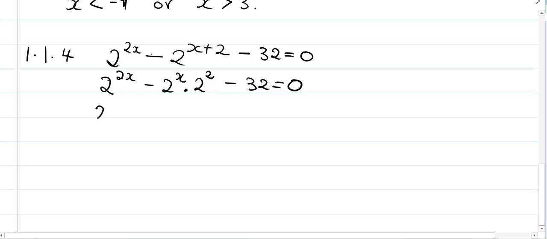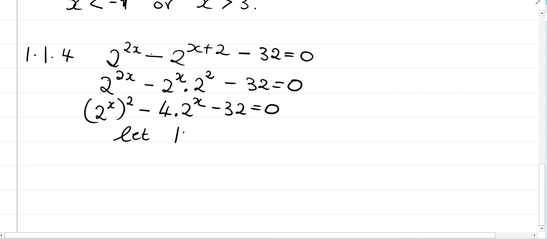And then 2 to the power of 2x can be written as 2 to the power of x all squared. And then 2 to the power of 2 can be written as 4, so 4 multiplied by 2 to the power of x minus 32 is equivalent to 0. When I get to this stage, I say let k be equal to 2 to the power of x, meaning that wherever I see 2 to the power of x, I replace it by k. So this is going to be k squared minus 4 times k minus 32 is equivalent to 0.